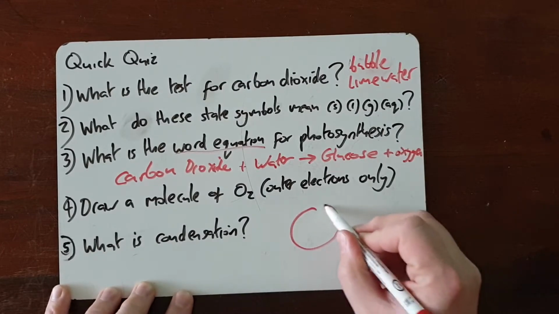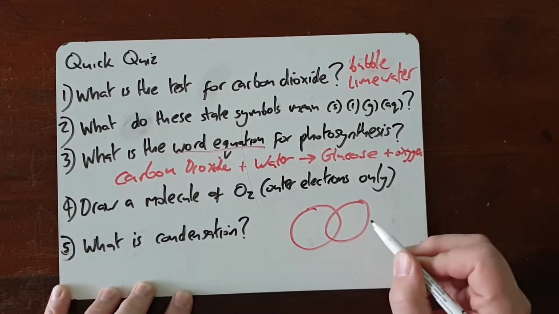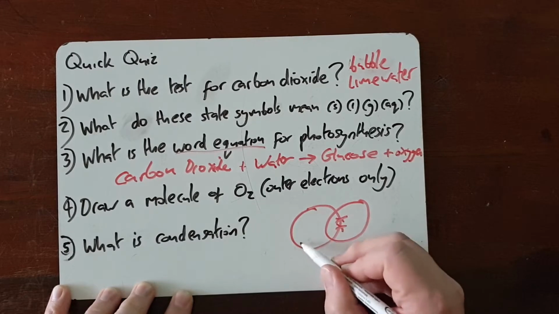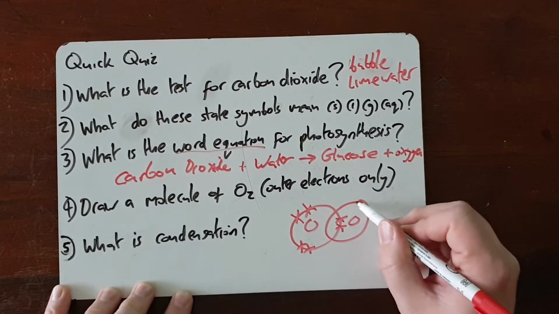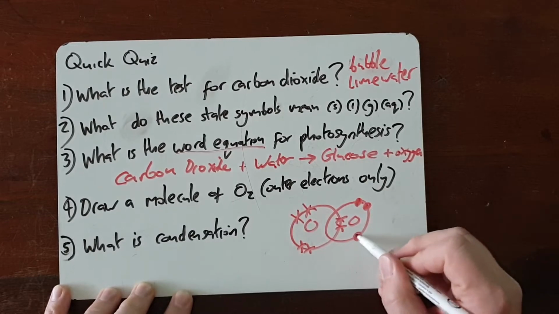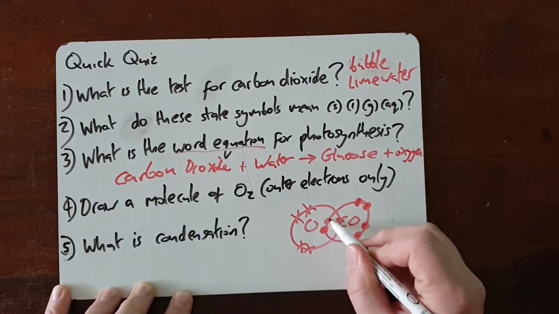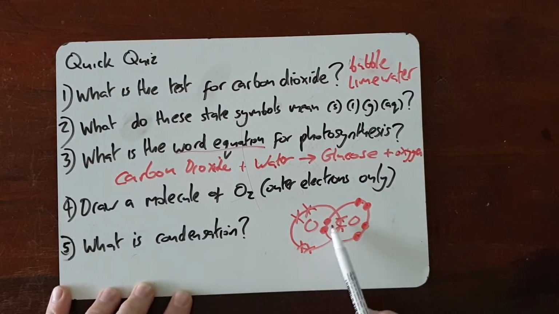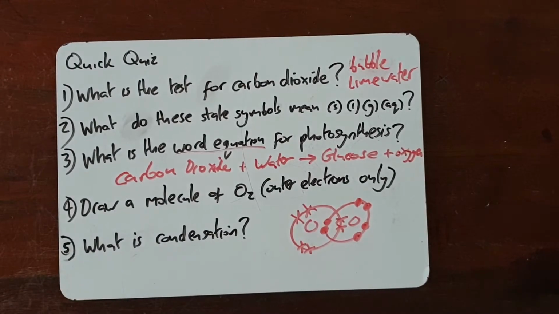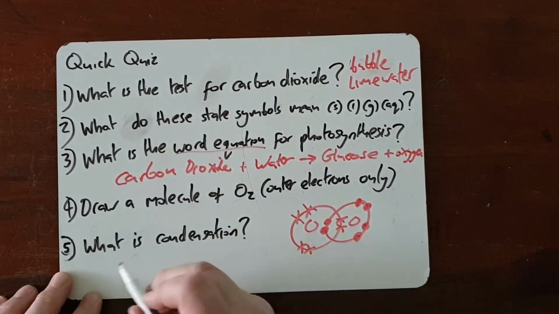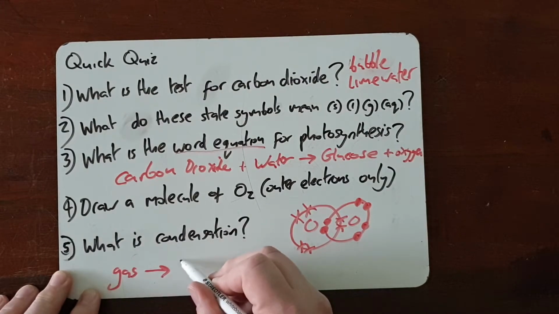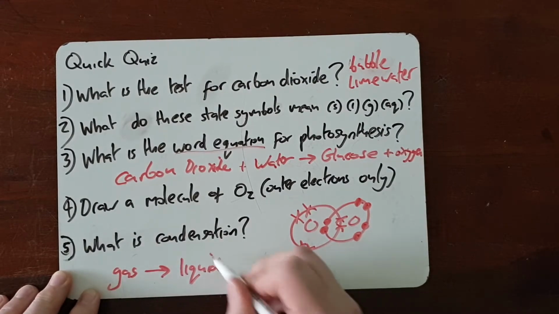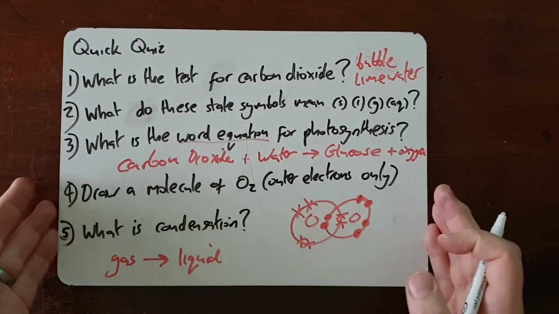Draw a molecule of O2, outer electrons only. So oxygen is in group 6, which means it's got 6 on its outer shell: 1, 2, 3, 4, 5, 6. O and O. And then this one's got 1, 2, 3, 4, 5, 6, which means it's a double bond, because now they've both got 8. And what is condensation? Condensation is the process where a gas changes state and turns from a gas to a liquid. Okay, so moving on to today's topic.